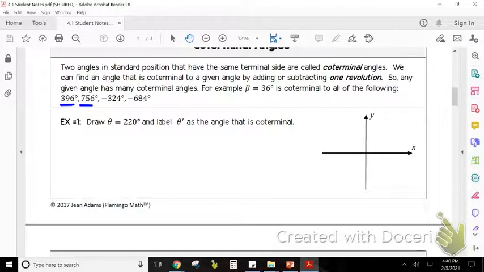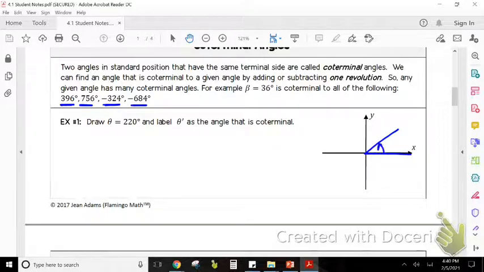And they said, okay, what if instead of going counterclockwise, we go clockwise a full circle? So they took the 36 degrees and subtracted 360 degrees, and then subtracted another 360 degrees. So what it is, we can have an angle here. I'm just going to draw one in. This is just an example, it doesn't have to do with that problem there. I'm just borrowing the space.